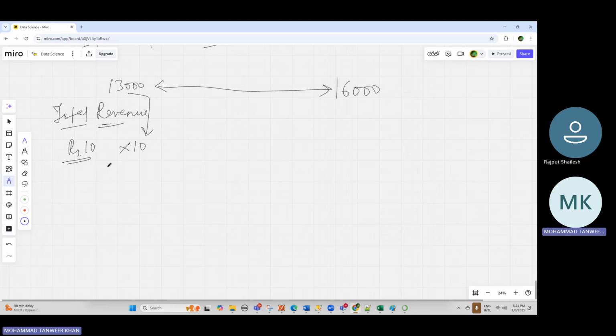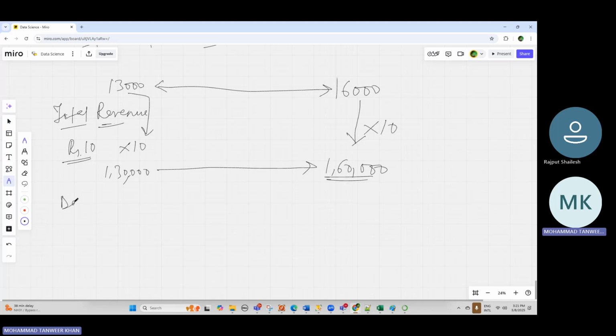13,000, right? If you multiply this with 10, you will get this number. So this is 1,30,000. And similarly, if you multiply this number with 10, we'll get 1,60,000. So it means on the 30th day, the total revenue will be between 1,30,000 to 1,68,000.